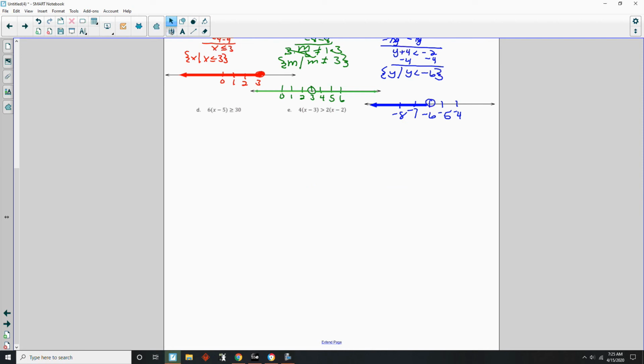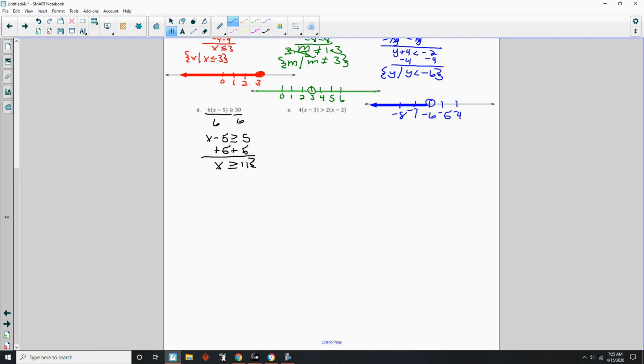Okay, here's D. This is the distributive property, but if 6 and the other side are factorable, or if this is a factor of the other side, I can simply divide both sides by 6. It makes it much easier. That would leave me with x minus 5 is greater than or equal to 30 divided by 6, which is 5. And then I add 5 to both sides, and that will give me x greater than or equal to 11.